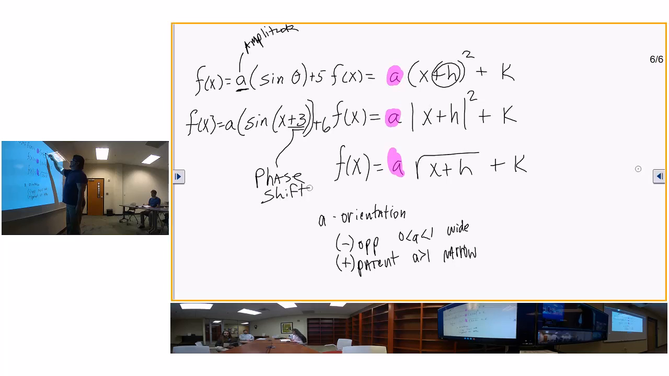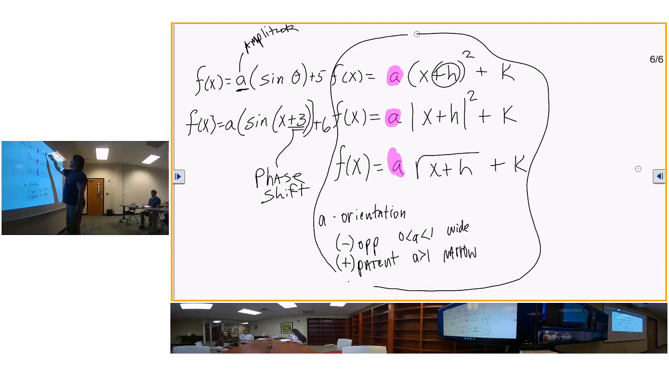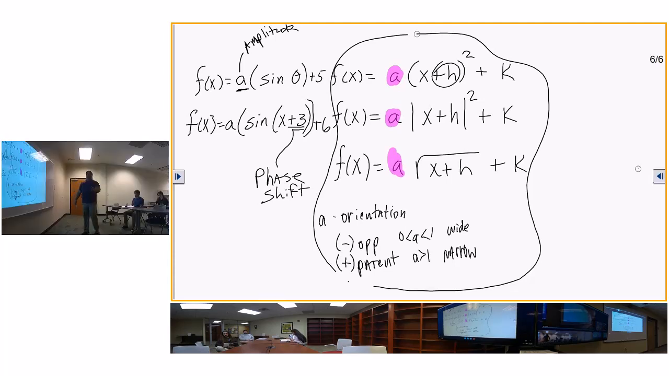So is this something that you've seen before? Yes. You've all seen this before. Now you have to apply it to your sine curve and your cosine curve. Now, why do I keep saying sine and cosine? Because that's technically the ones that are most important.